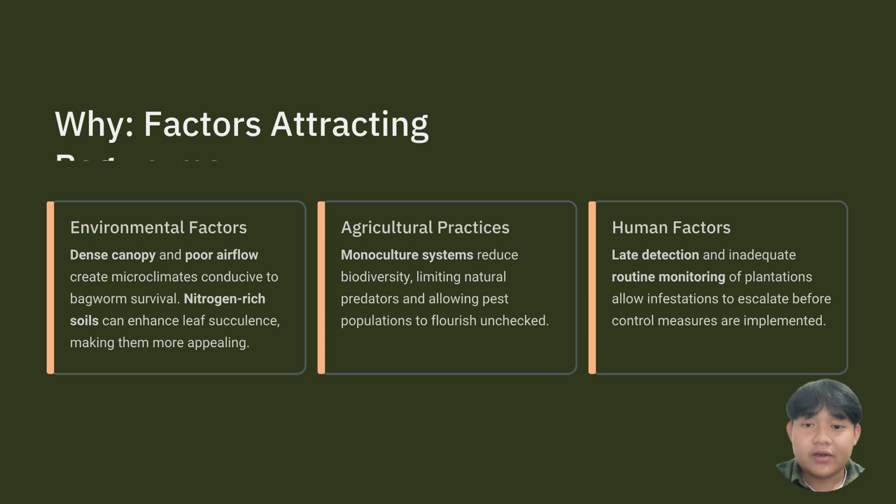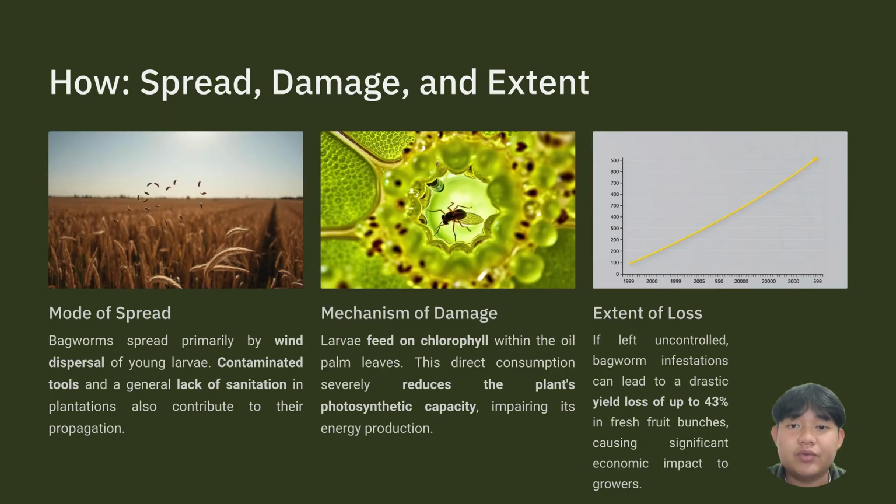And third, human factors play a role. Often, pest outbreaks go unnoticed due to a lack of regular monitoring. By the time infestations are detected, they have already spread, making control more difficult and costly. Next, we move to how the damage spreads and the economic impact.